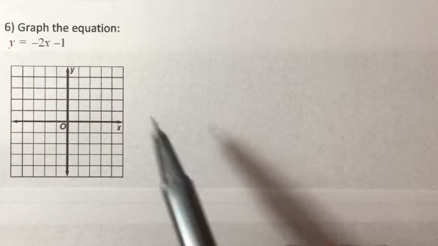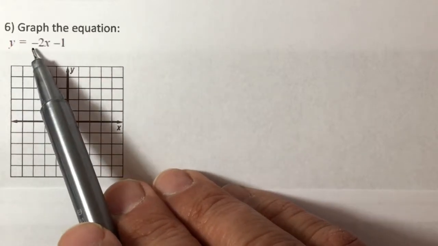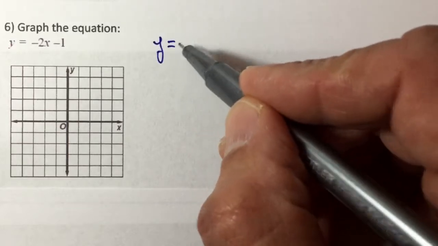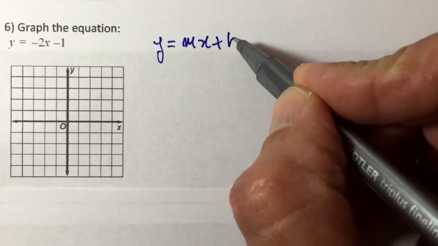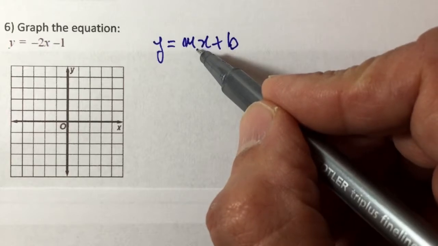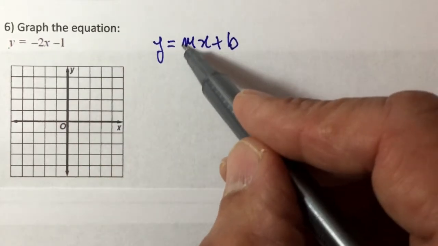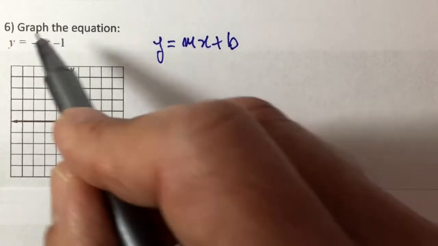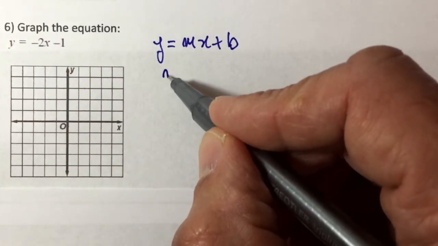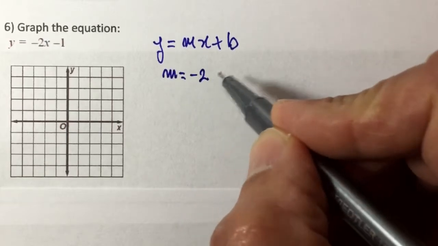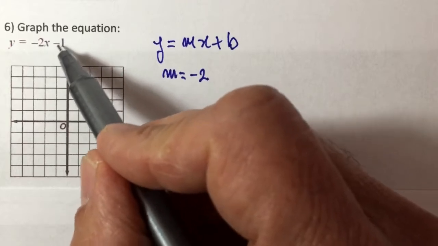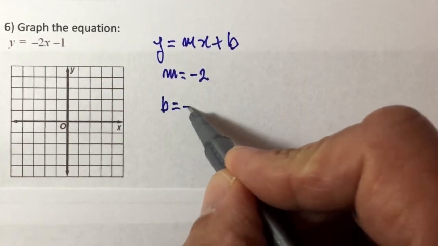And the last one, number 6, graph the equation y equals -2x minus 1. I have the equation in the general form y equals mx plus b, where b is the y-intercept and m is the slope. The coefficient of x is the slope, so in this equation, the coefficient of x is -2. So my m is going to be -2. Let's go to b. b is the constant. The constant in this case is -1. So my b is going to be -1.